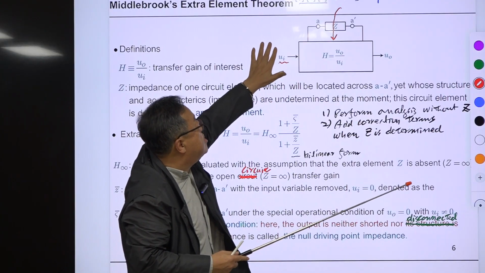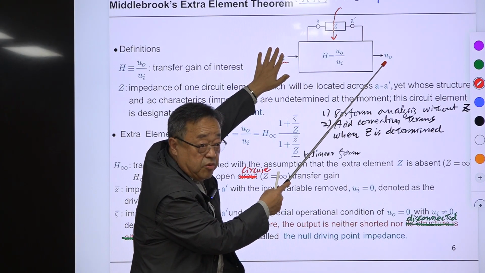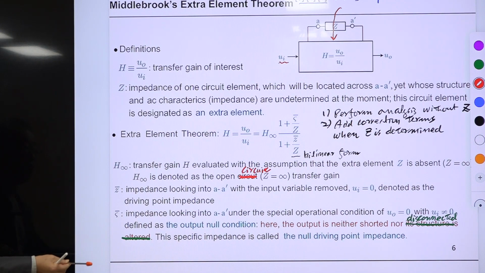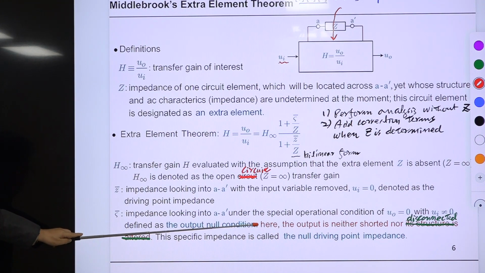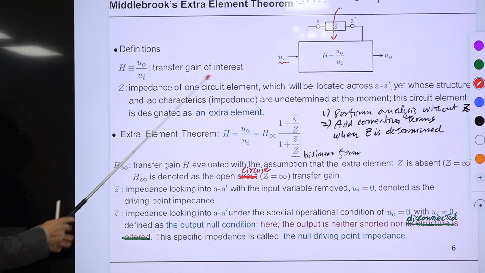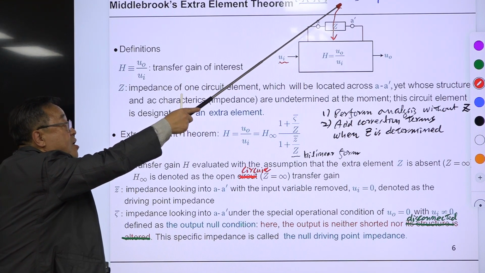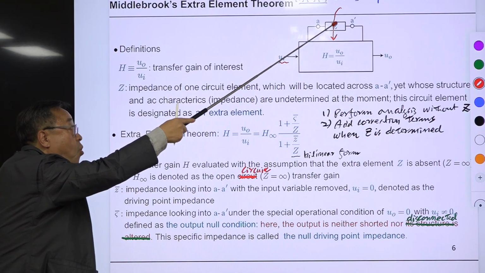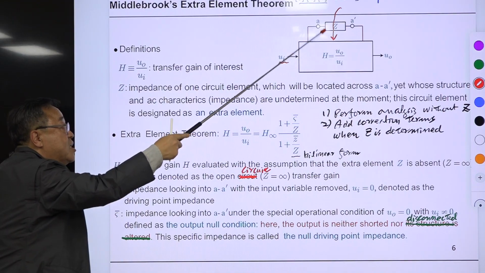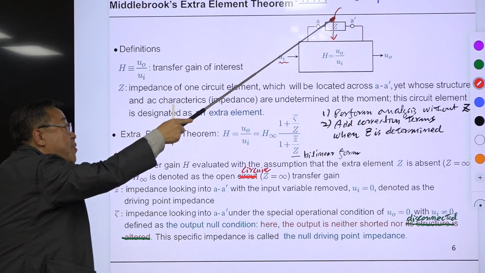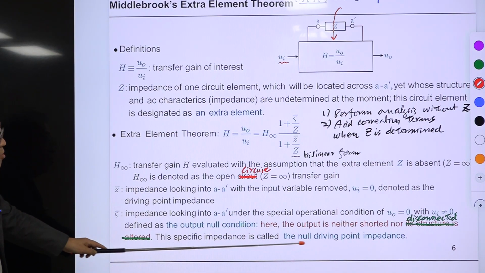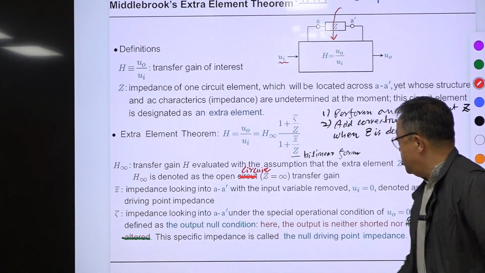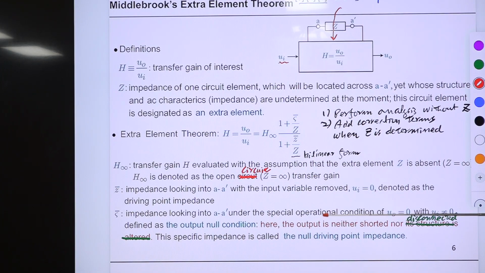Because input is non-zero, but output is 0. Okay, that can happen. That special condition is called the output null condition, and you are evaluating it. You are watching this system through this hole, and you will see the impedance, the driving point impedance. That impedance is called the null driving point impedance. Okay. This means this UO is 0.